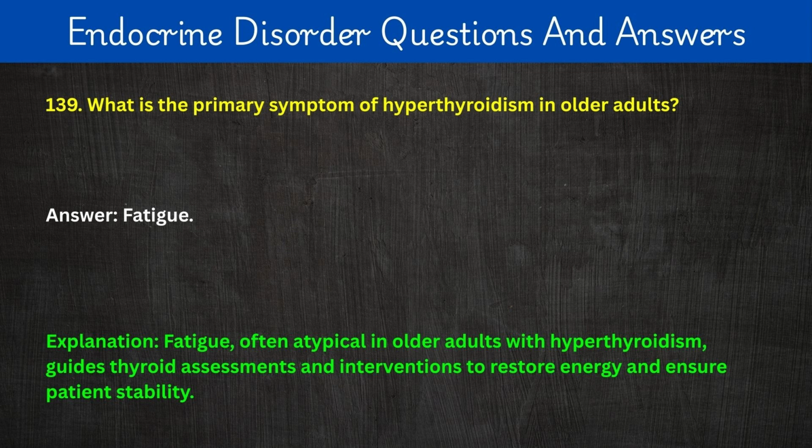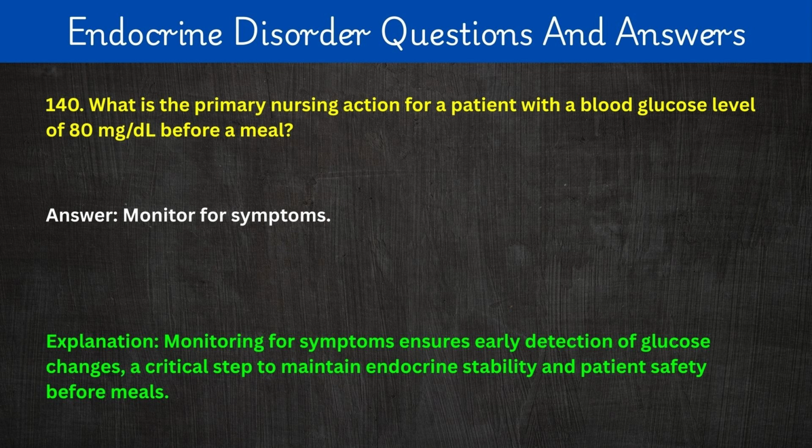139. What is the primary symptom of hyperthyroidism in older adults? Answer: fatigue. Explanation: fatigue, often atypical in older adults with hyperthyroidism, guides thyroid assessments and interventions to restore energy and ensure patient stability.